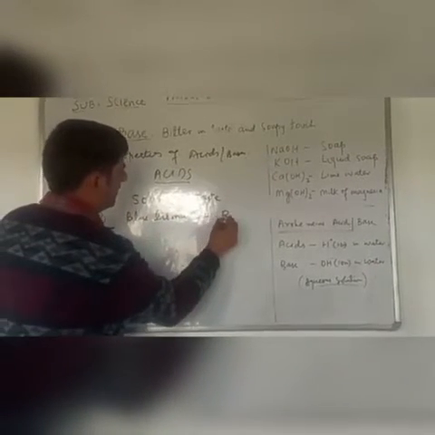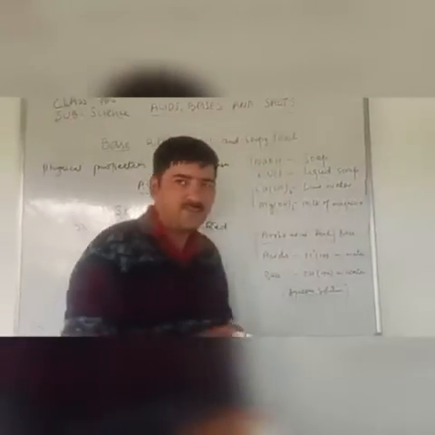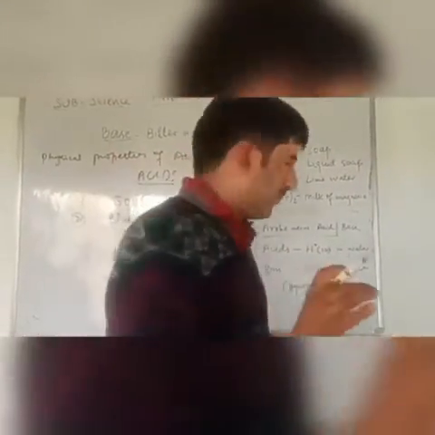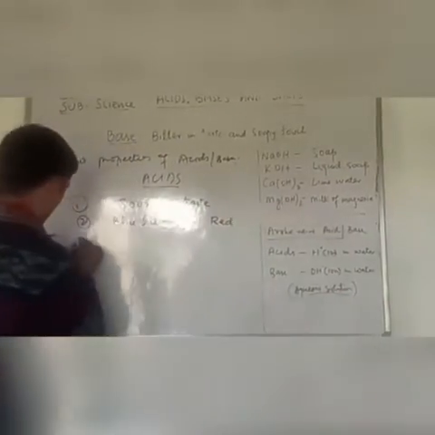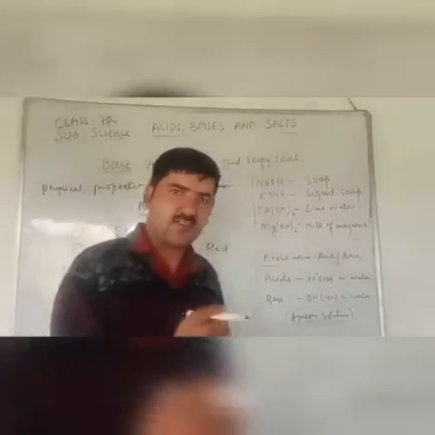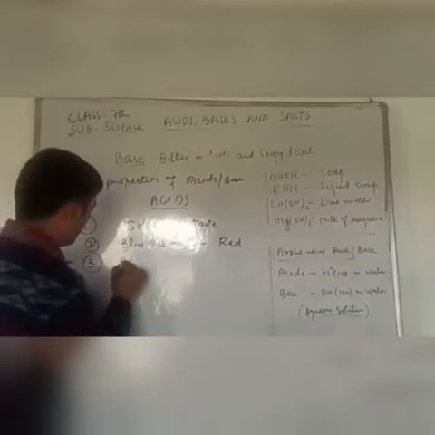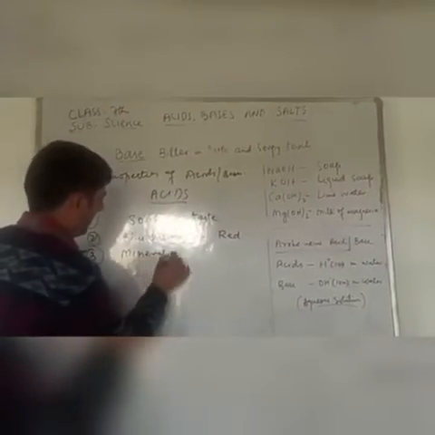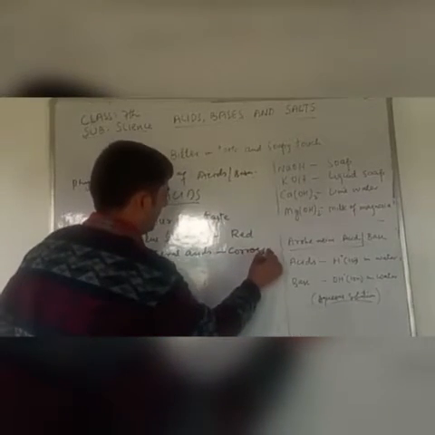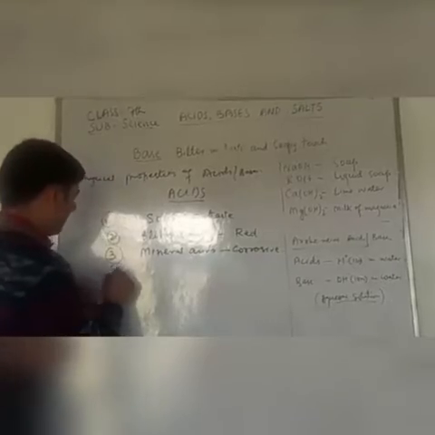Blue litmus turns red in acid. Acids are of two types, organic acids and mineral acids. These mineral acids are corrosive in nature.